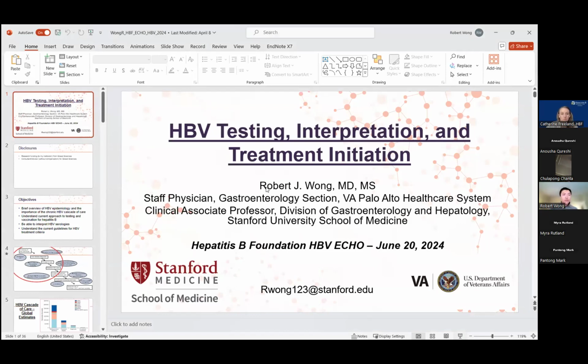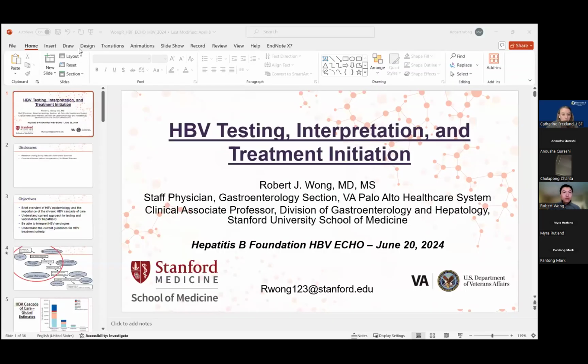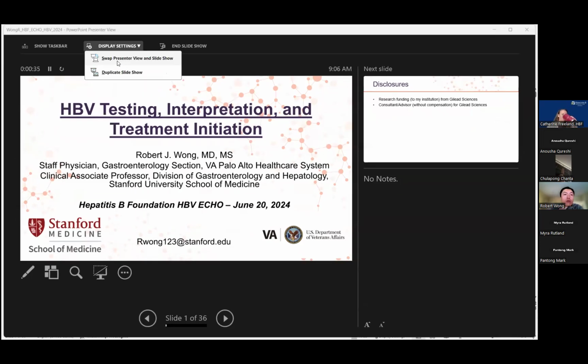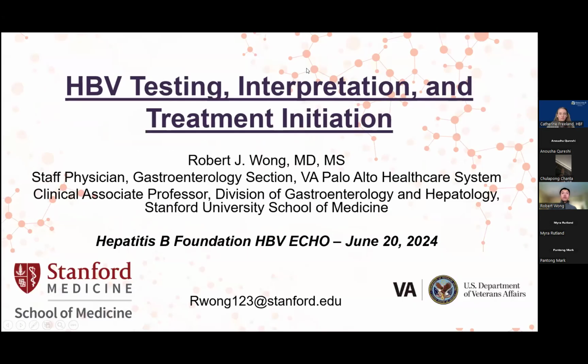Then let me switch to the correct presenter view. Let's see, where is it? Maybe if there's a switch screen, sometimes that pops up if you have double screens. There it is. There you go. Perfect.